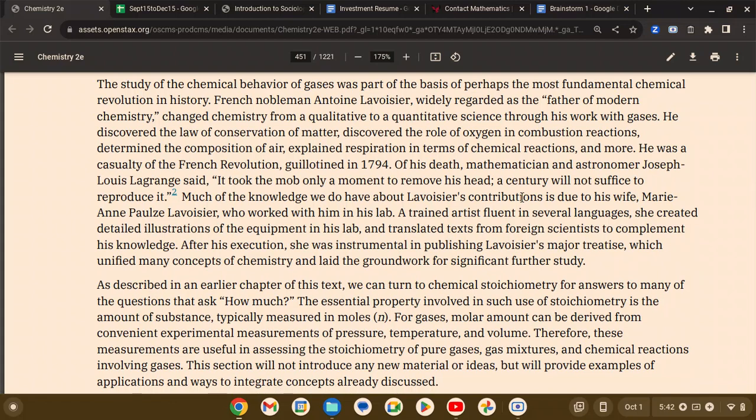He was a casualty of the French Revolution, guillotined in 1794. Of his death, mathematician and astronomer Joseph Louis Lagrange said, "It took the mob only a moment to remove his head. A century will not suffice to reproduce it."